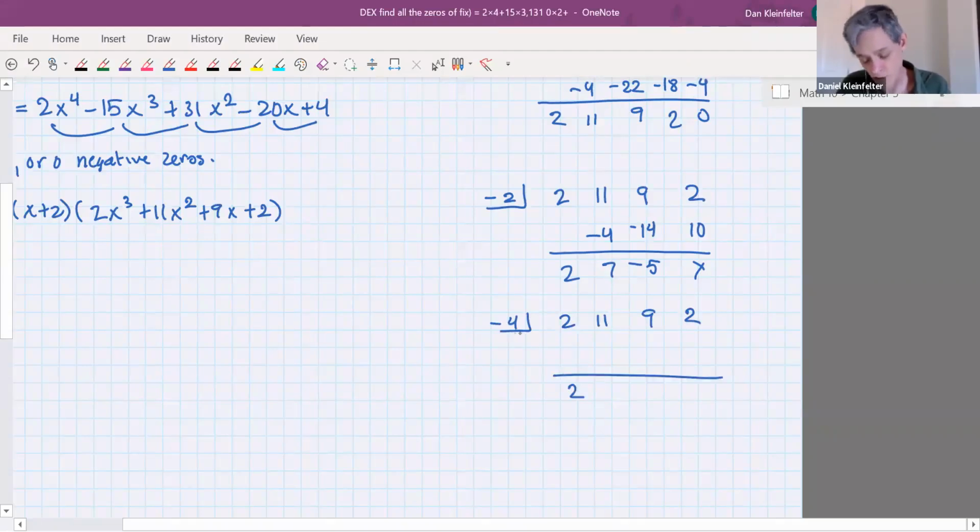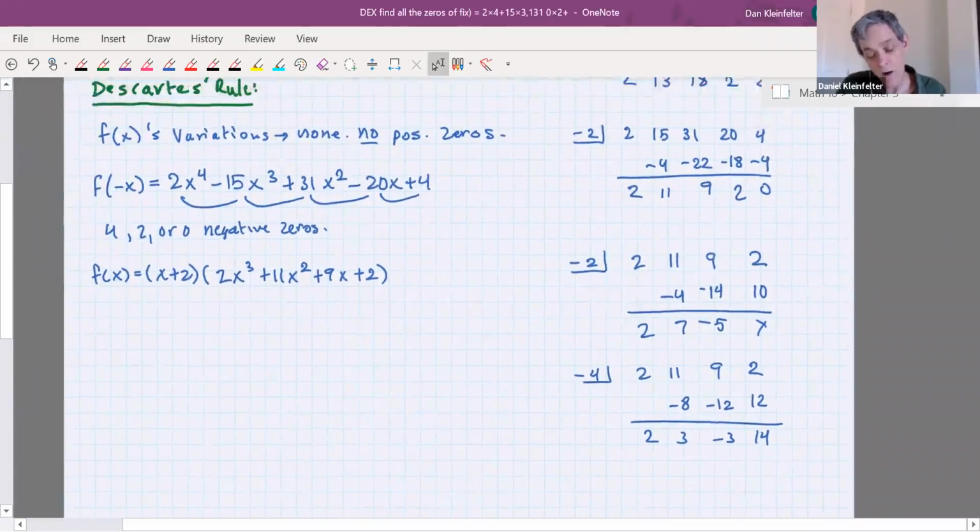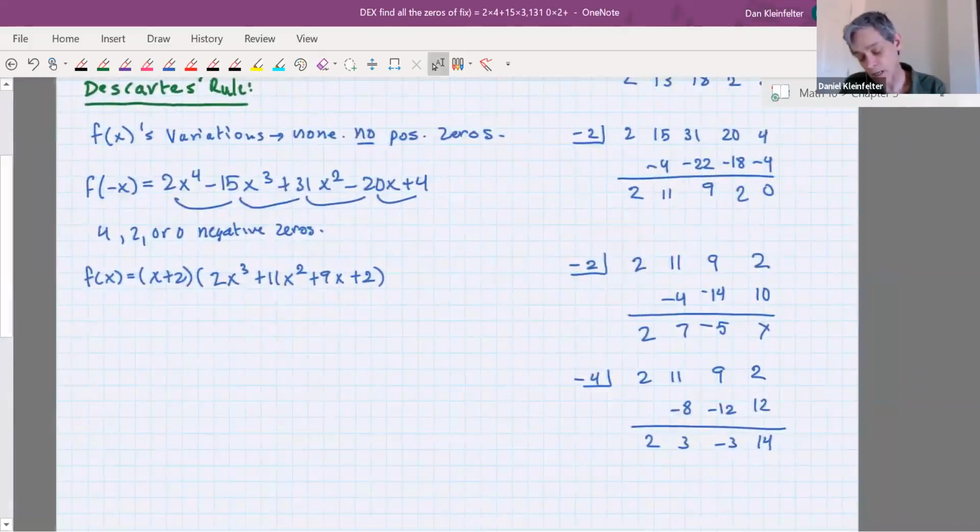Okay, we'll try this one. Hopefully this will work out. Negative 4 times 2 is negative 8. 11 minus 8 is 3. Negative 4 times 3 is negative 12. 9 minus 12 is negative 3. And then negative 4 times negative 3 is positive 12. And so that gives us 14. So that one also is not a 0. All right, so then going from here, we'll have to see what it is that we can do next.